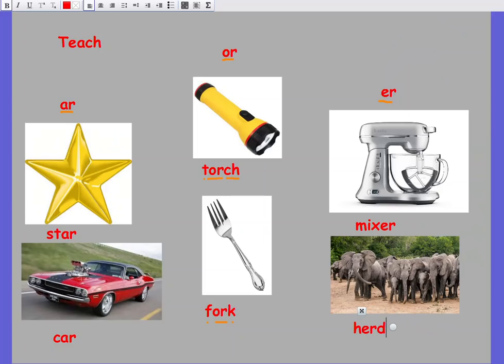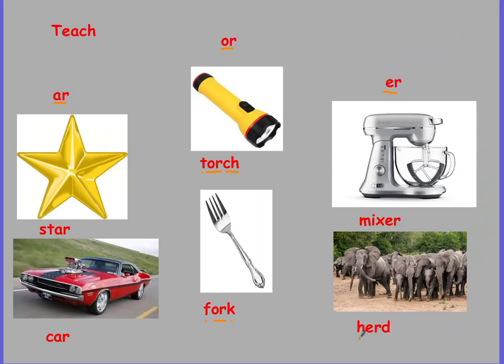There you go. You can see it there. Let's put the sound buttons on this one. Herd. Okay, a herd of elephants. Well done to you if you got those correct. I'm going to give you a tick on your whiteboard if you got the R sounds correct, a tick if you got the OR sounds correct, and a tick if you got the other sound correct. Okay, well done to you.